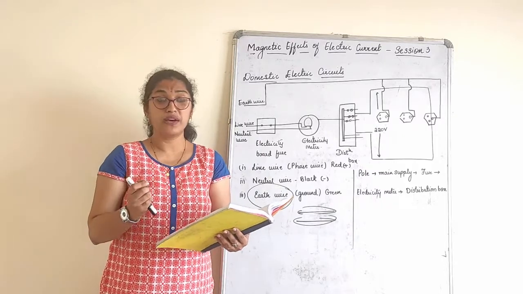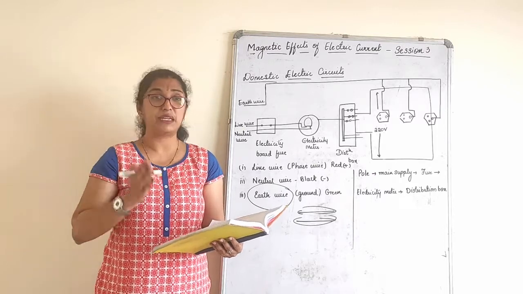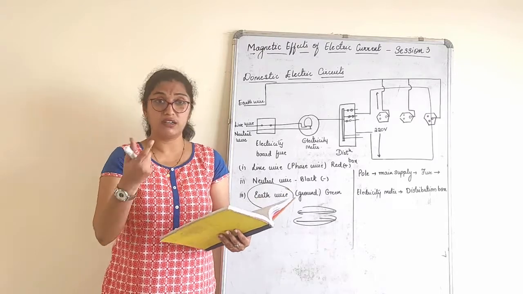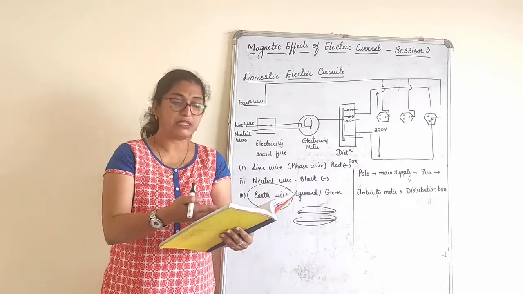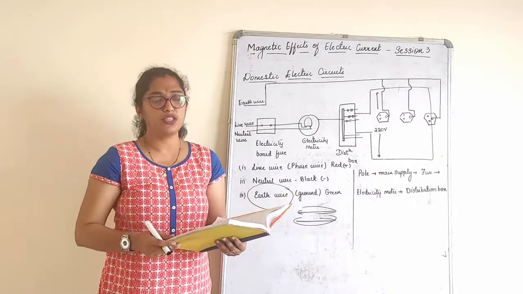About the fuse wire, we have already studied in the previous chapter. It's the same repetition here. Then, when does an electric short circuit occur? Some questions and answers about the domestic electric circuit are given, which you can just go through.